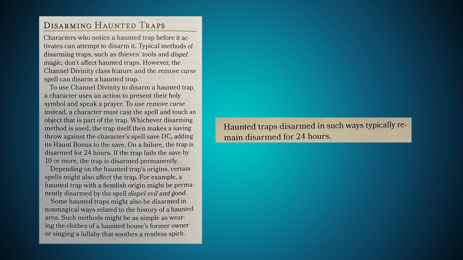To use Remove Curse instead, a character must cast the spell and touch an object that is part of the trap. Whichever disarming method is used, the trap itself then makes a saving throw against the character's spell save DC, adding its haunt bonus to the save. On a failure, the trap is disarmed for 24 hours. If the trap fails to save by 10 or more, the trap is disarmed permanently. Depending on the haunted trap's origin, certain spells might also affect the trap. For example, a haunted trap with a fiendish origin might be permanently disarmed by the spell Dispel Evil and Good.